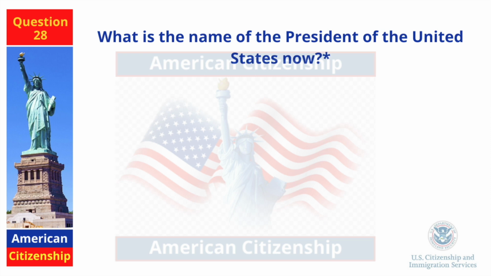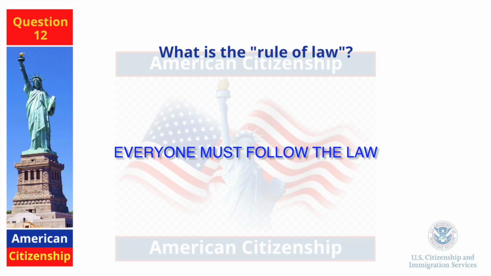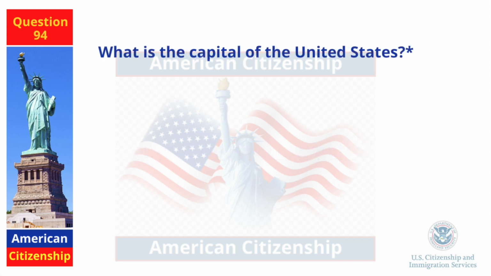What is the name of the President of the United States now? Joe Biden. What is the name of the President of the United States now? Joe Biden. What is the rule of law? Everyone must follow the law. What is the rule of law? Everyone must follow the law. What is the capital of the United States? Washington, D.C. What is the capital of the United States? Washington, D.C.